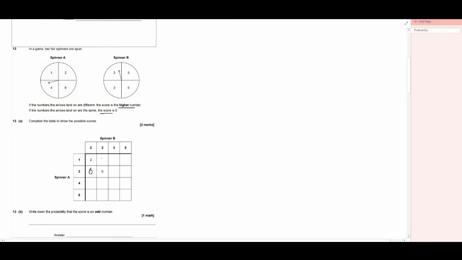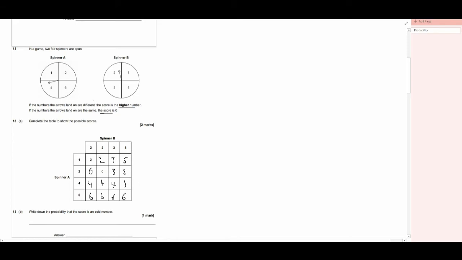So let's start again. 0, 0, 2, and 1. The higher one is 2. Higher one is 3. Higher one is 5. Higher one here is 3. Higher one here is 5. 2 and 5. Higher one here is 4. 4. 4 again. 5 here between 5 and 4. 6 and 2, 6. 6 and 2, 6. 6 and 3, 6. And 6 and 5, 6.